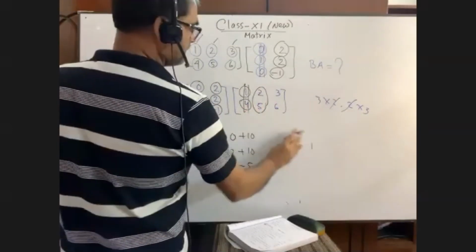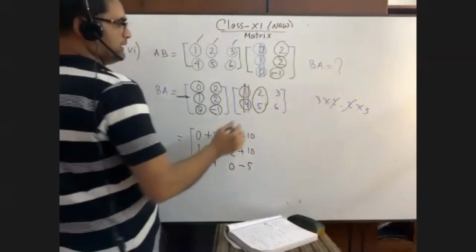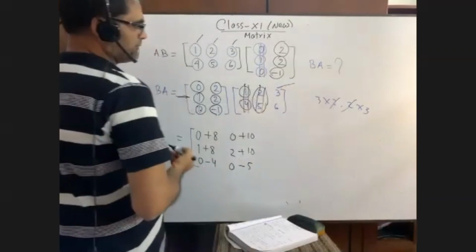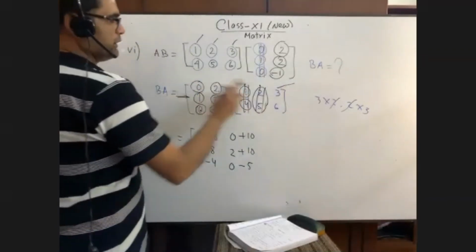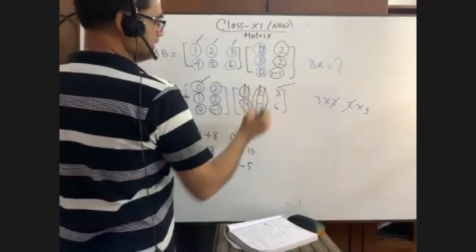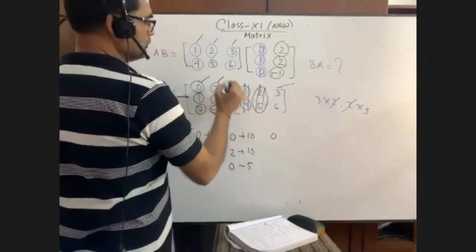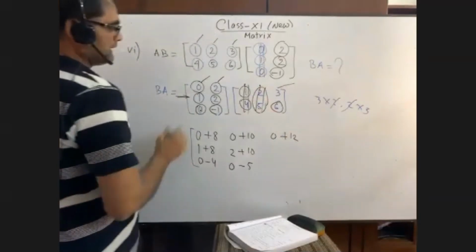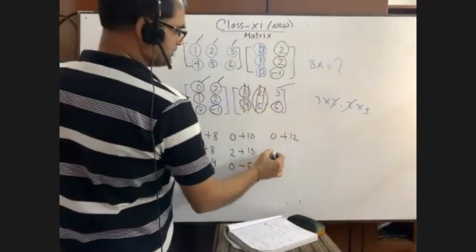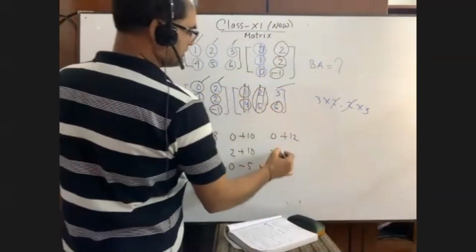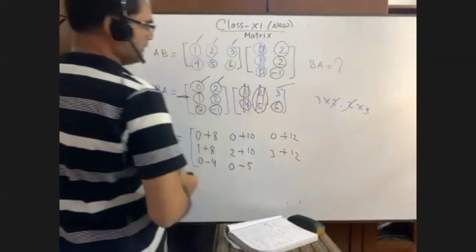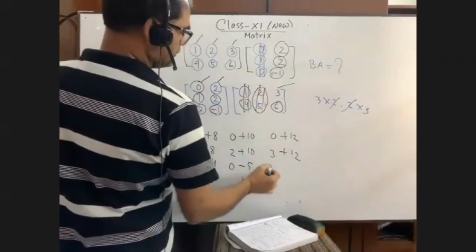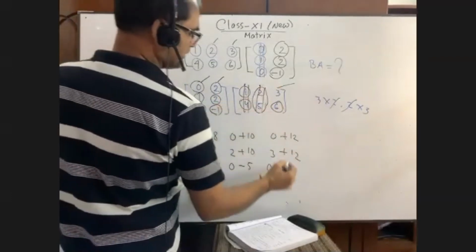Now you see, this is also omitted. Now the third column is left yet to do. 0 into 3 equals 0. 2 into 6 equals plus 12. Now 1 into 3, that is 3. 2 into 6, that is plus 12. Okay. 0 into 3, that is 0. Minus 1 into 6, that is minus 6.